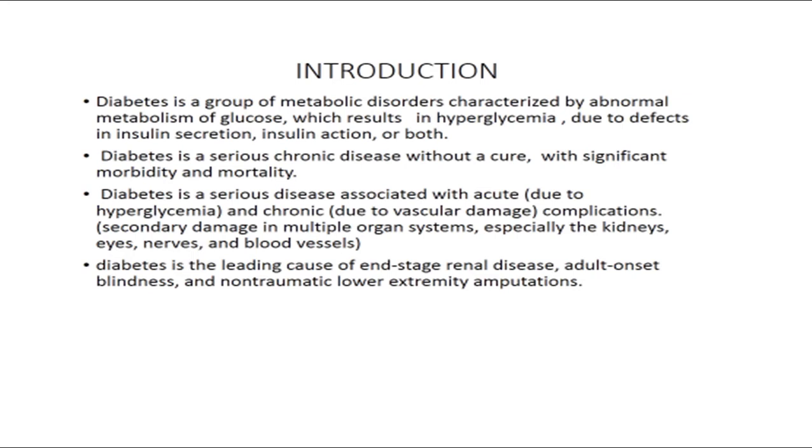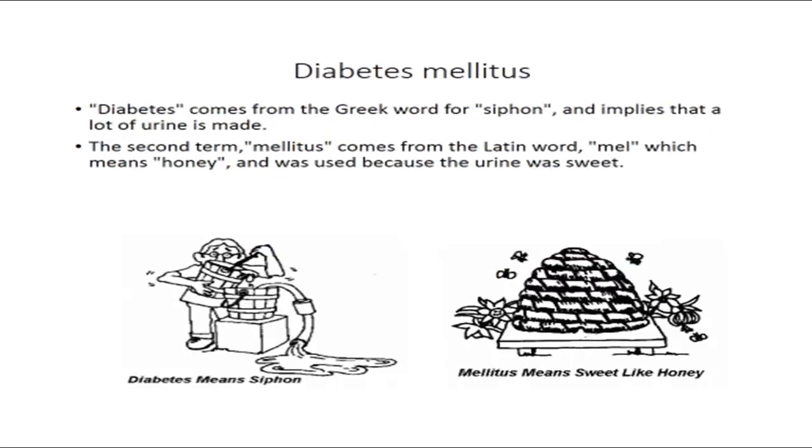It is also associated with many acute and chronic complications, and it involves multiple organ systems, mainly the kidney, eyes, nerves and blood vessels. So it is a leading cause of end stage renal disease, adult onset blindness and non-traumatic lower extremity amputation. Due to blood vessel damage, there is severe atherosclerosis that leads to non-traumatic lower extremity amputation when the person has long-standing diabetes mellitus.